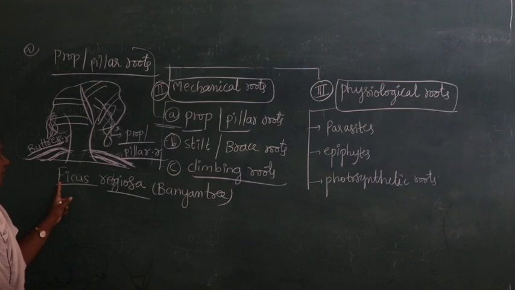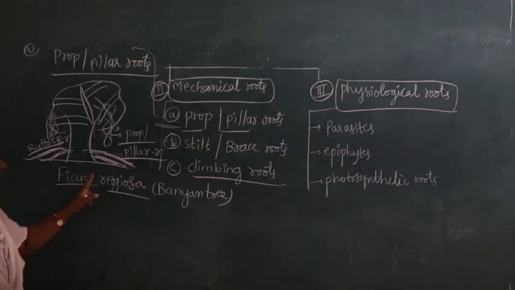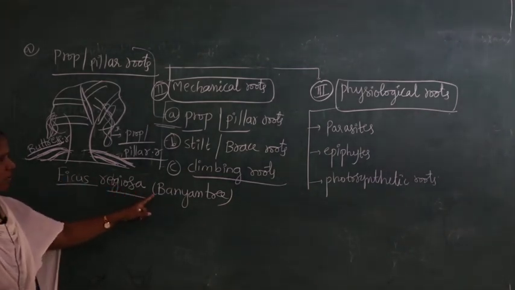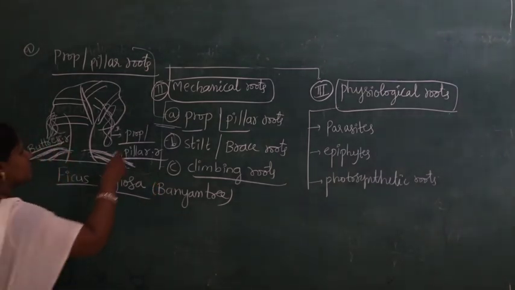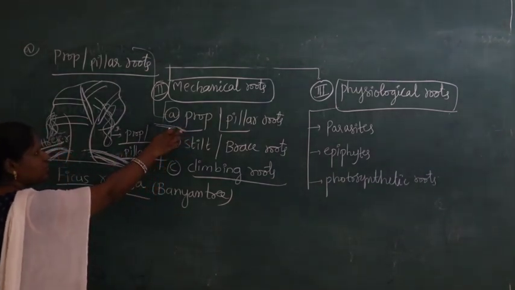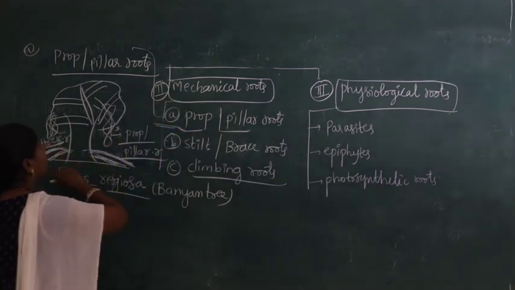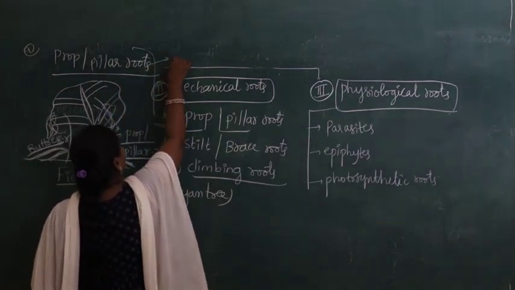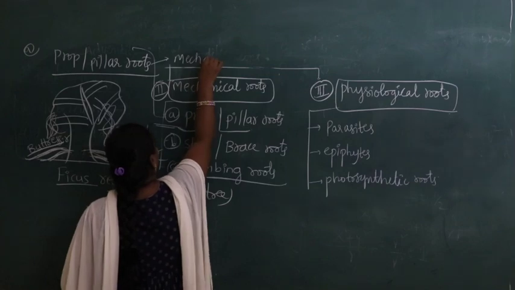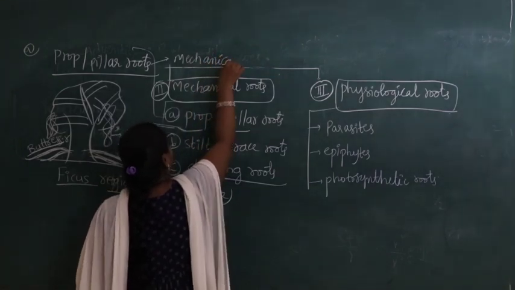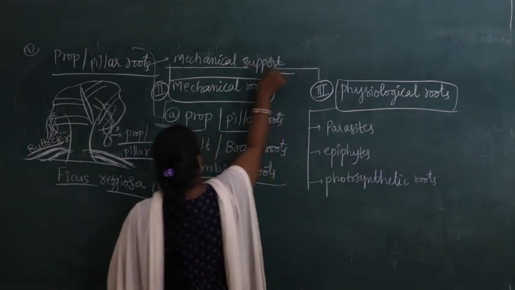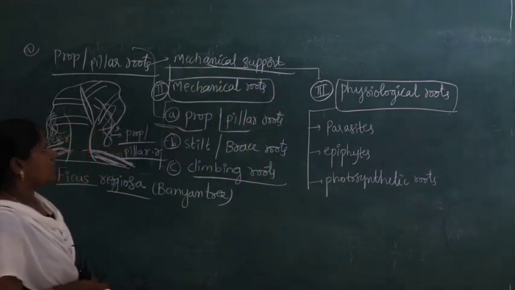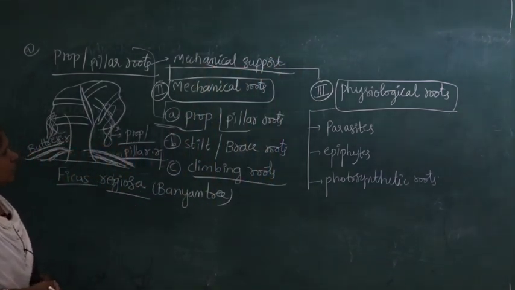So what is the scientific name? Ficus religiosa. What is the common name for this? Banyan tree. That is nothing but prop roots or pillar roots. What is the main function? They provide mechanical support.